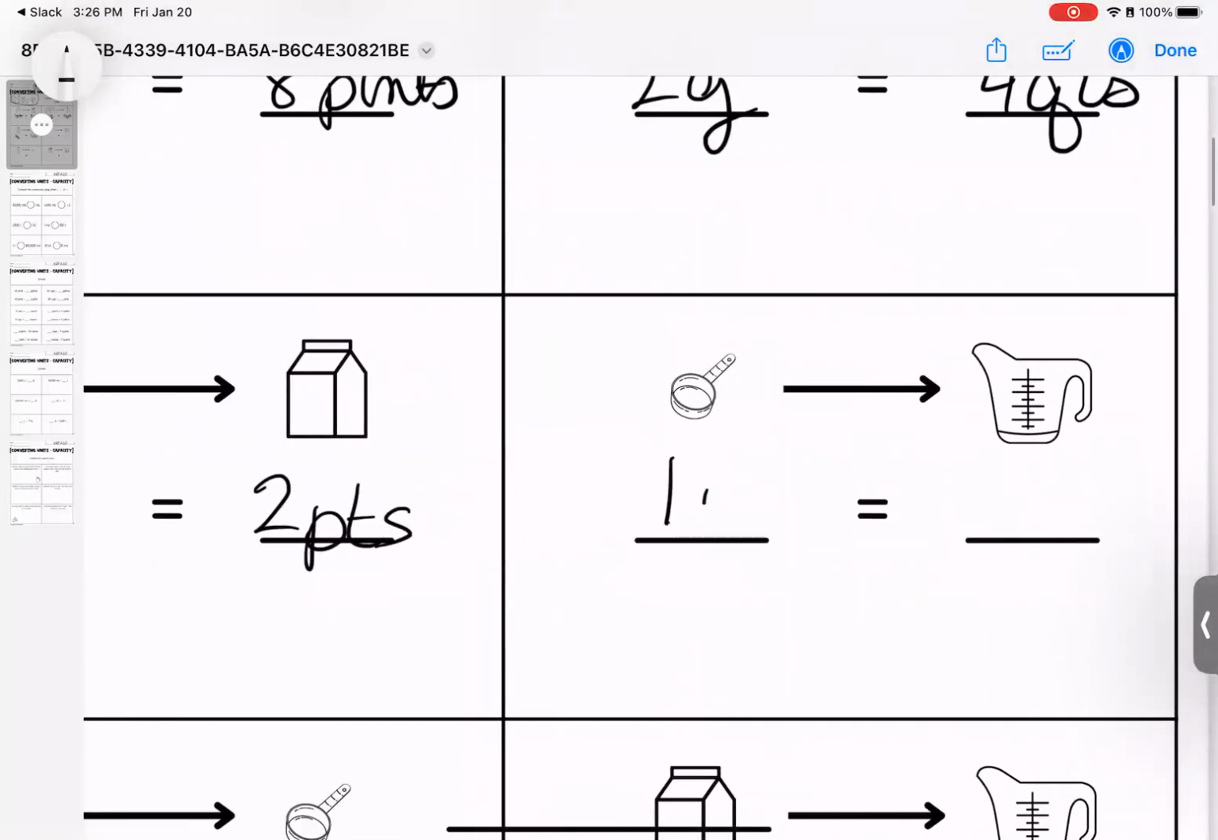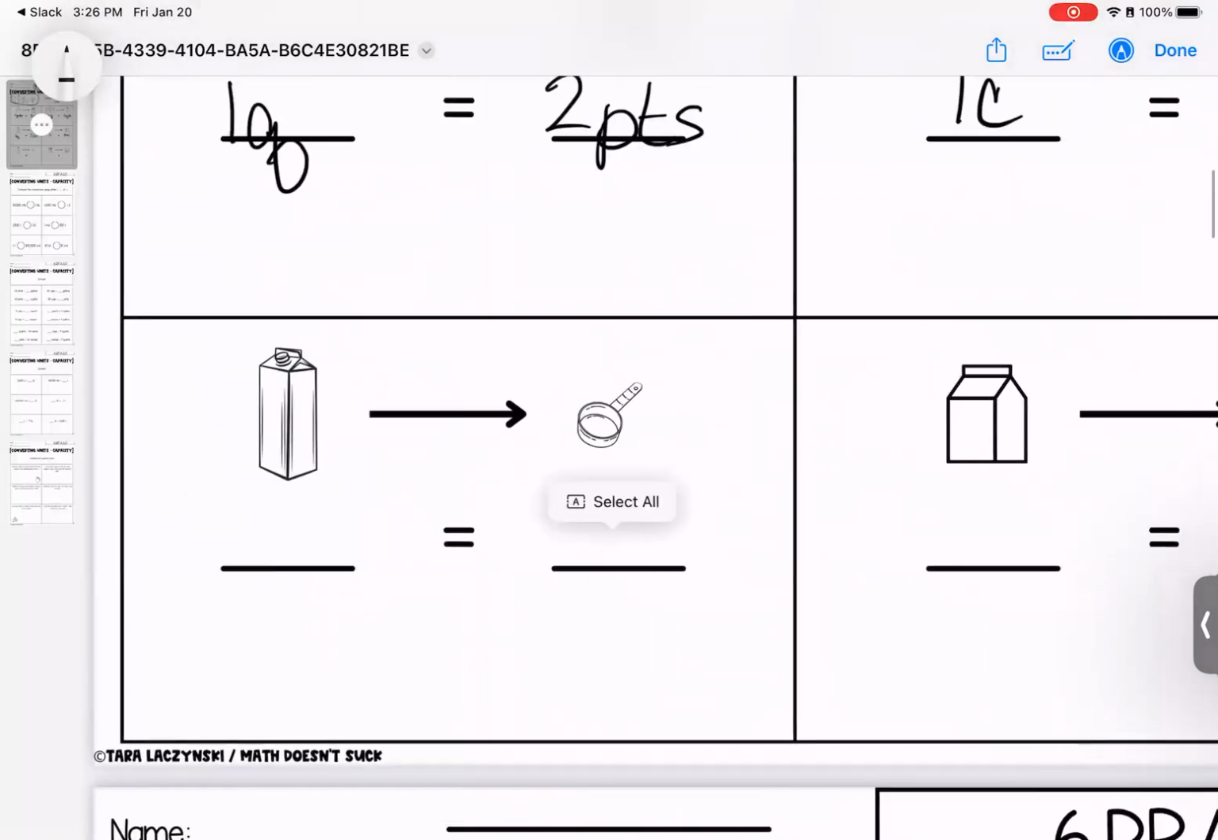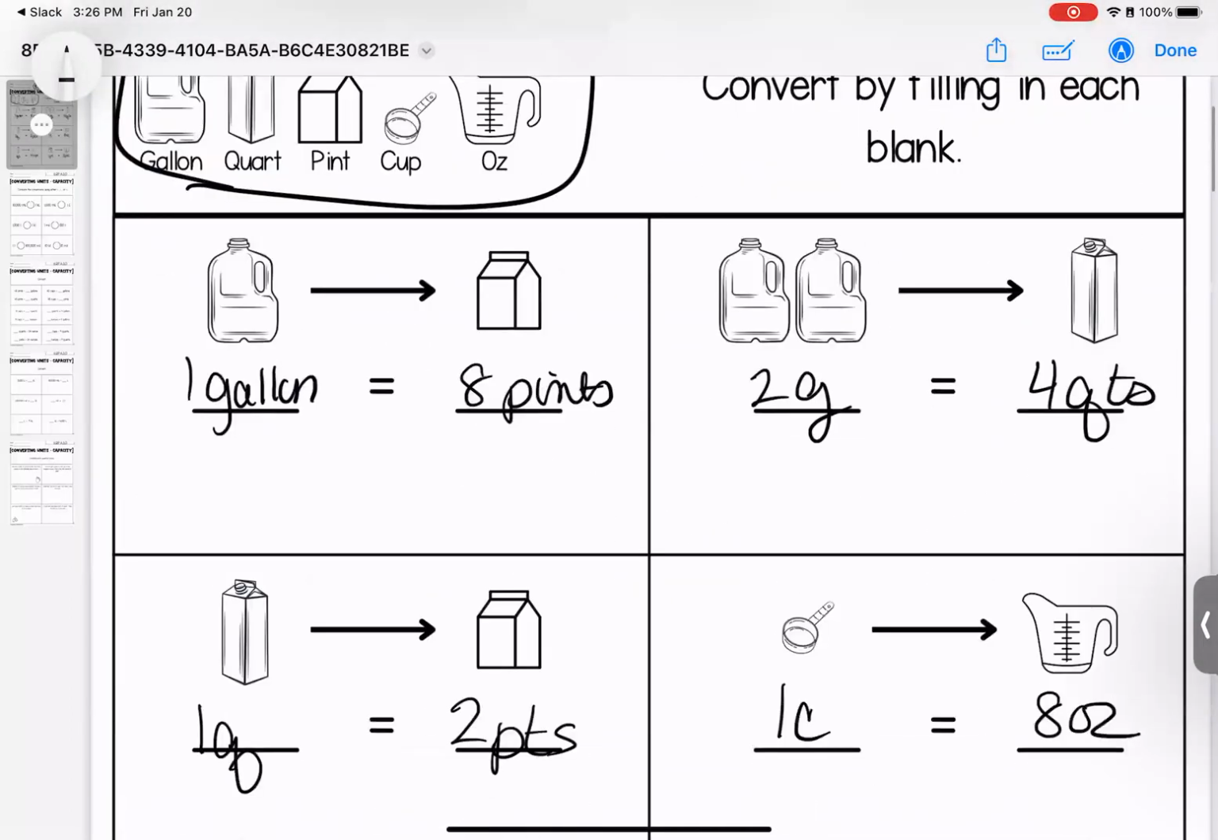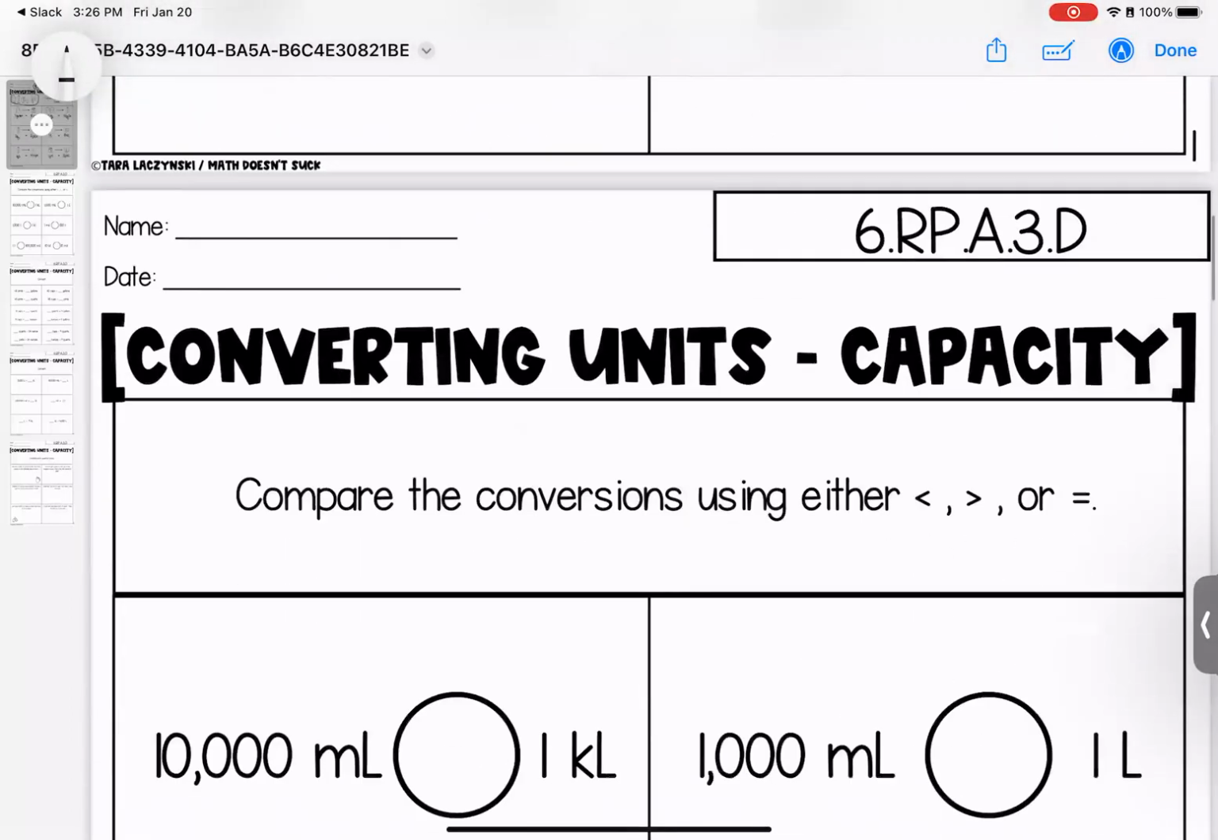We have 1 cup, that equals 8 ounces. We have 1 quart, that equals 4 cups. And we have 1 pint, that equals 16 ounces. Any questions on these? Bring them with you to class.